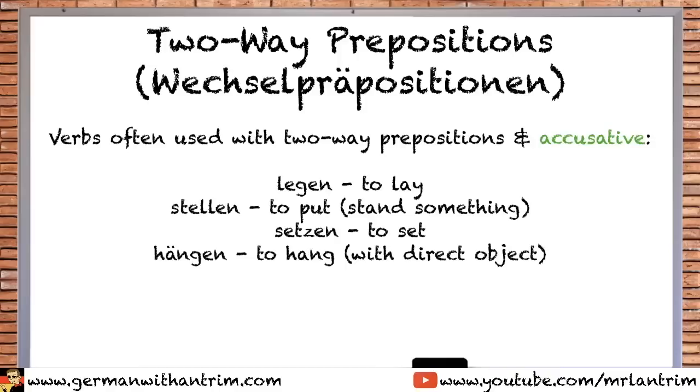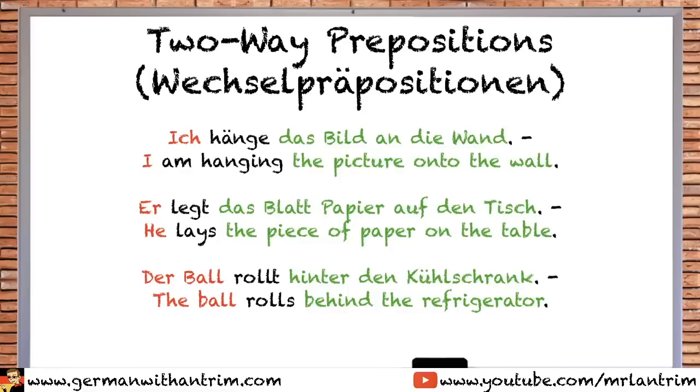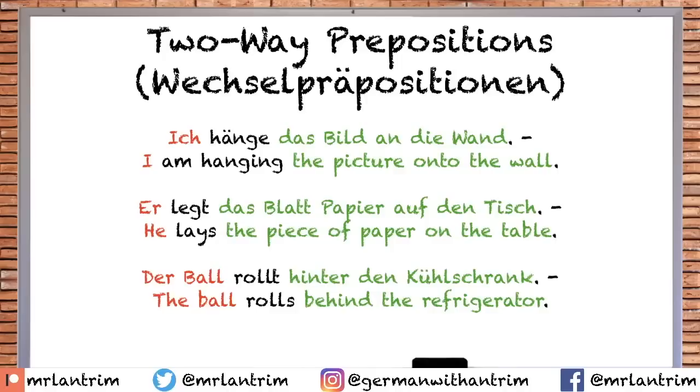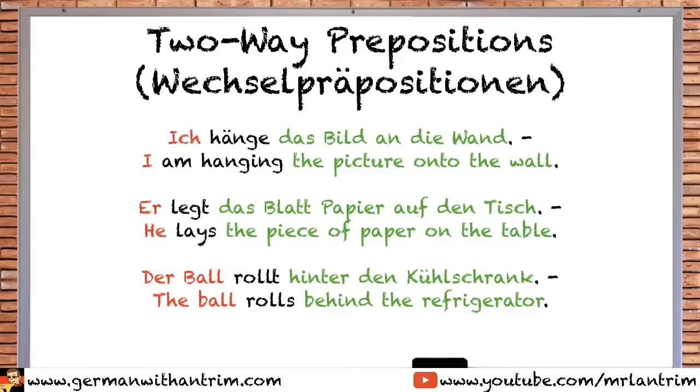All right, let's get into some examples. Ich hänge das Bild an die Wand. I am hanging the picture onto the wall. This is accusative because Bild is the thing being hung. That's accusative for the direct object. But an die Wand is also accusative because it's being hung onto the wall.